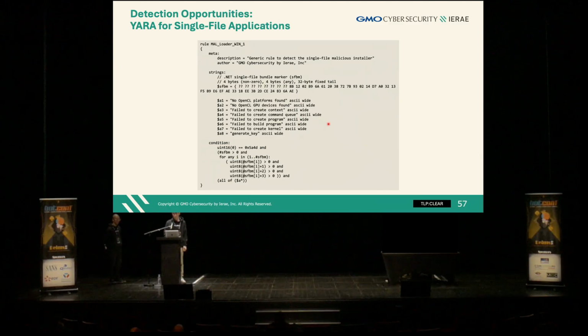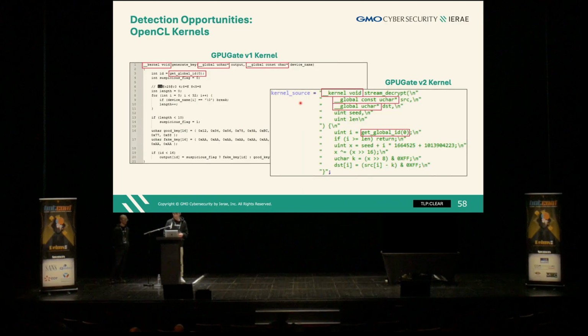So here's just an example of that rule. This was specifically the one that I used itself. This rule basically checks whether this bundle header offset is non-zero and then confirms that bundle signature as a way to find it.